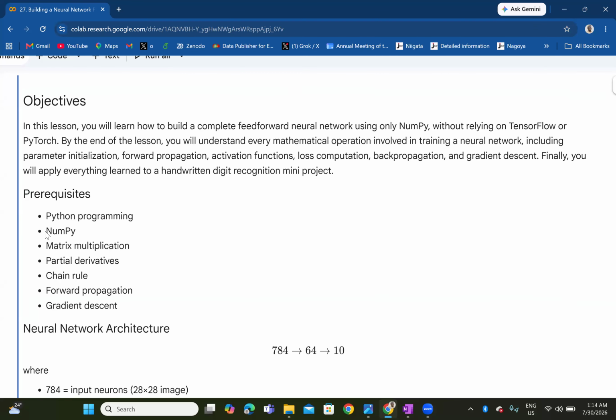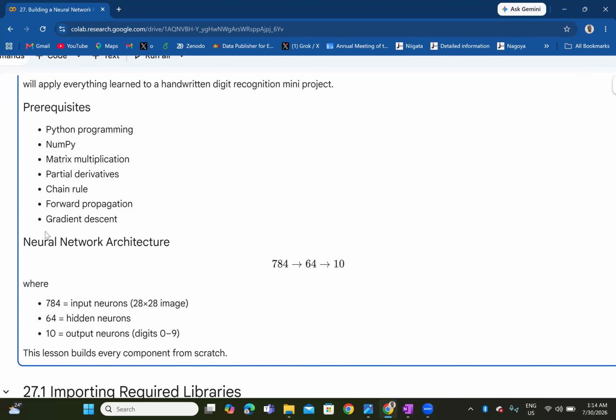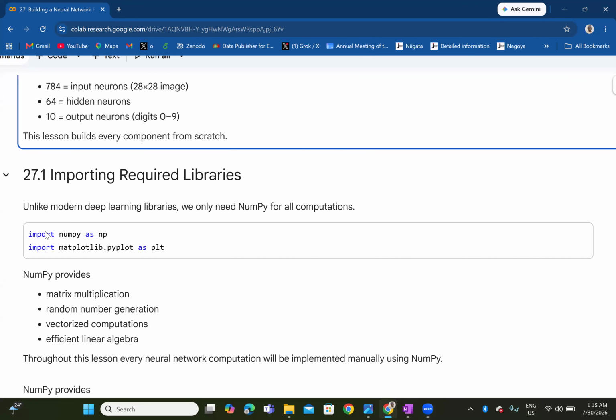Then we see the neural network architecture of 784 to 64 to 10, where 784 means you have input neurons, 28 multiplied by 28 for the image, and 64 are hidden neurons, and then you have 10 output neurons for the digits 0 to 9. This lesson builds every component from scratch. So let's go ahead and see this.